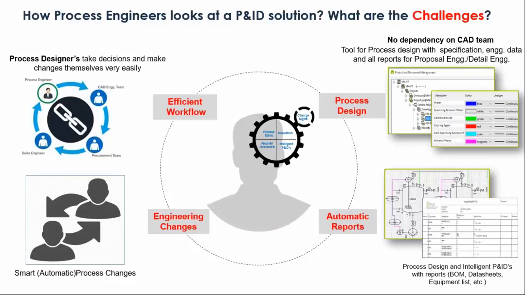Now the process engineer would like a tool, particularly a non-CAD tool, which is independent of the CAD draftsman, and he is the owner of the P&ID, where he can define the specifications and engineering data, and can extract various information in terms of reports as per the project requirements. Also, an intelligent tool with easy change management is probably the first preference for a process engineer.